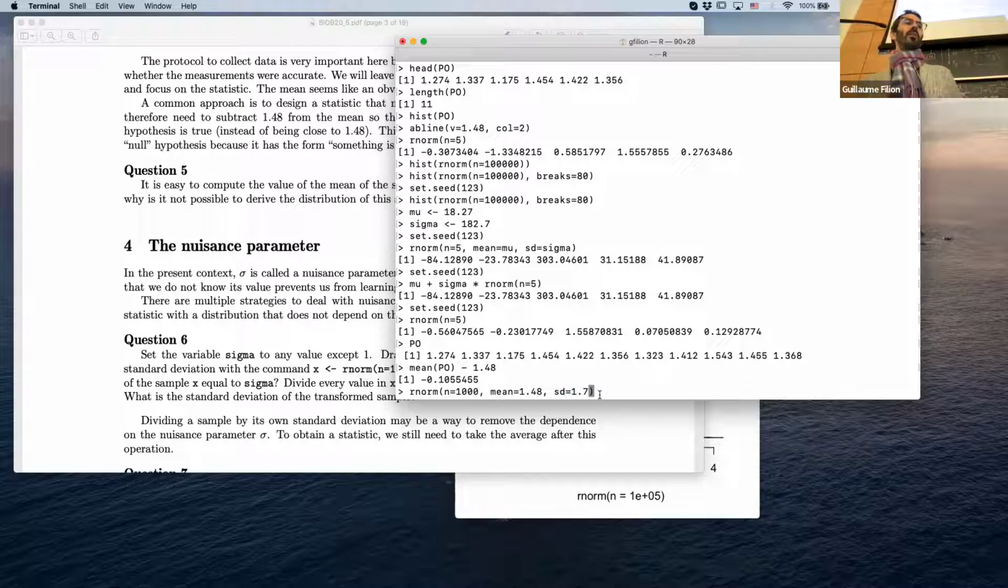I have no interest in the standard deviation. That's something totally uninteresting for me. I just want to know whether the mean, when you put Maloney, is 1.48. I really don't care about the variation of the experiment. It depends on how well they do the experiment. It doesn't tell me anything about nature.